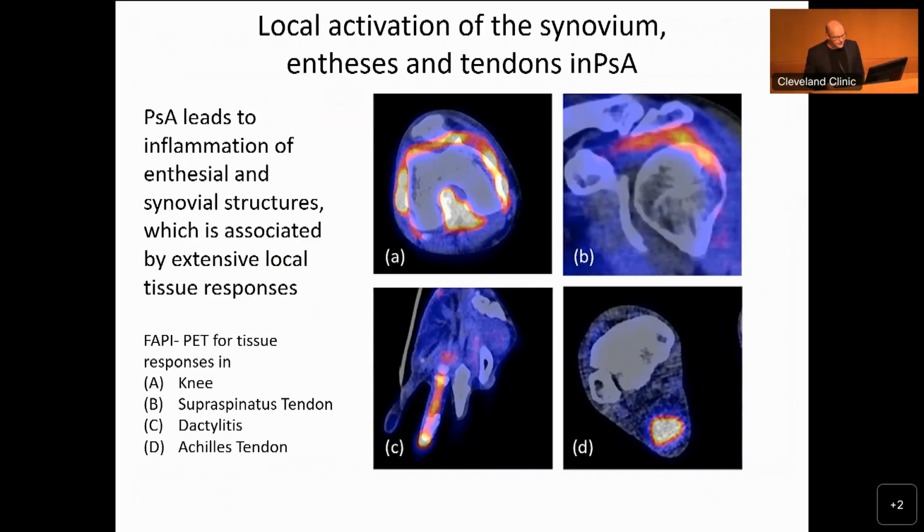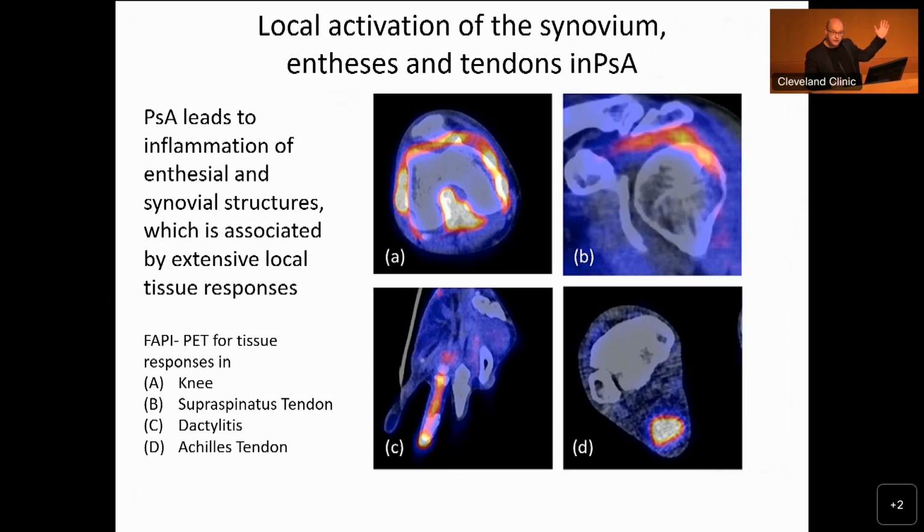You can see that very nicely. In the morning, I have shown you a FAP PET. This also works in psoriatic arthritis. Here you can see mesenchymal activation in the knee joint. You can see it in the frozen shoulder of a patient with psoriatic arthritis. You can see it in dactylitis here, and this is in the Achilles tendon. And this shows very impressively that the inflammatory burden of psoriatic arthritis leads to a tissue response.